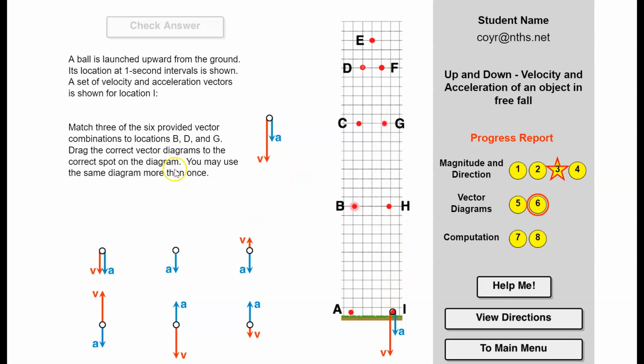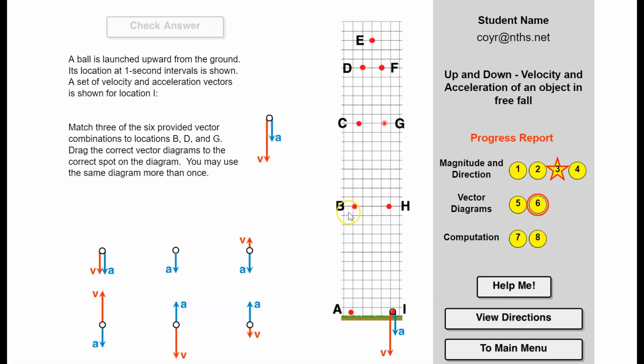So we're trying to match 3 of 6 provided vector combinations to locations B, D, and G. So drag the correct vector diagrams to the correct spot on the diagram. All right, so for B, what we know about B is that the ball has to be going up. So we can get rid of these 2 down here. They're not going to work. That one's not going to work. So our choice is this guy here or this guy here.